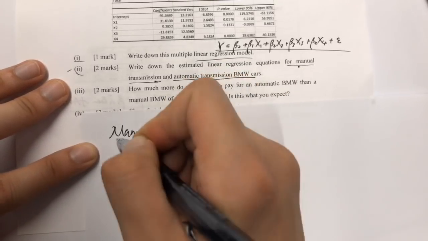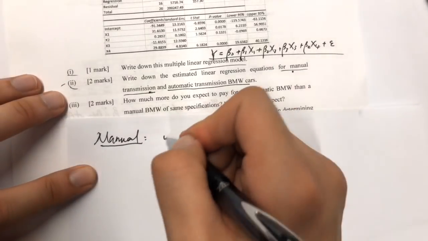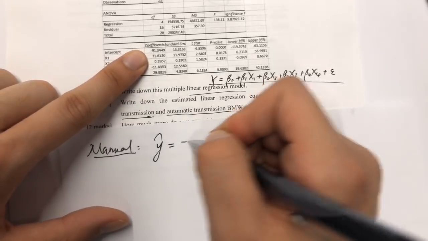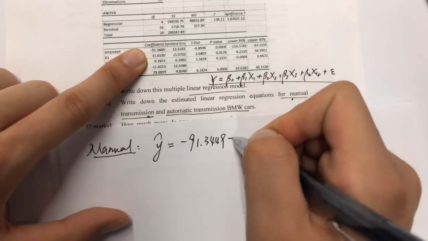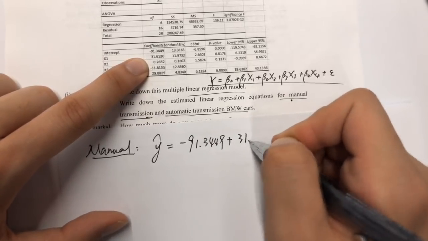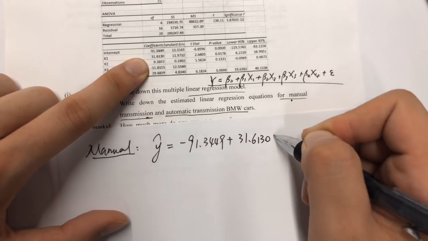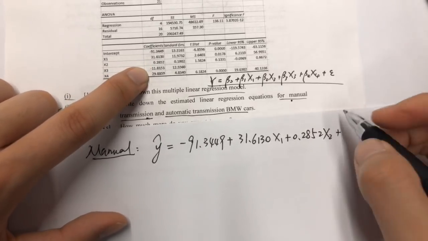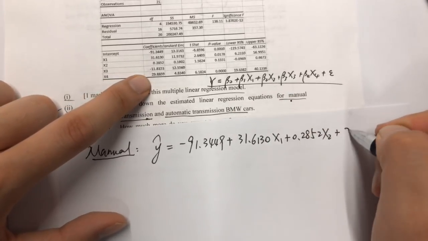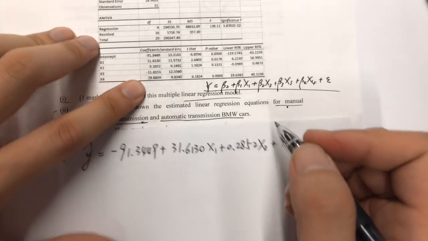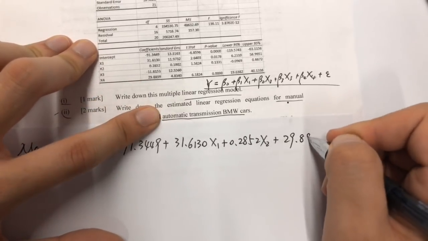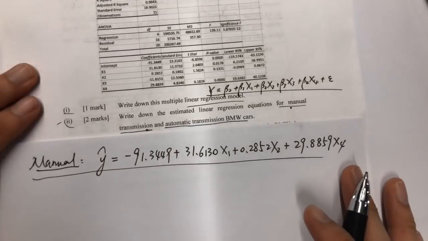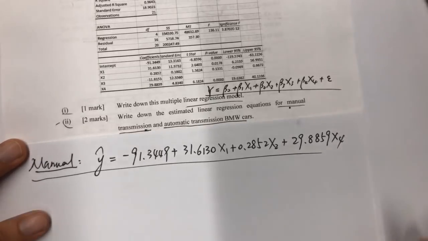For the manual transmission, y hat equals beta 0 hat. So let's see, beta 0 hat is minus 91.3449, plus 31.6130 x1, plus 0.2852 x2, plus x3 is 0, right? And x4 is 29.8859, because this is a dummy variable, the base case of the dummy variable, times x4. Okay, so this is the estimated linear regression equation for manual transmission cost.